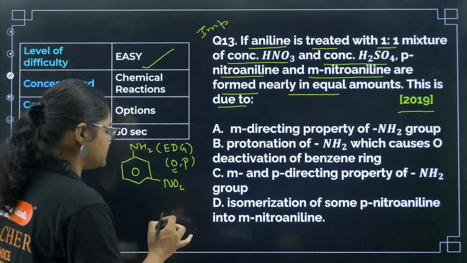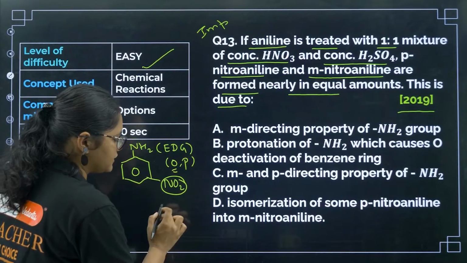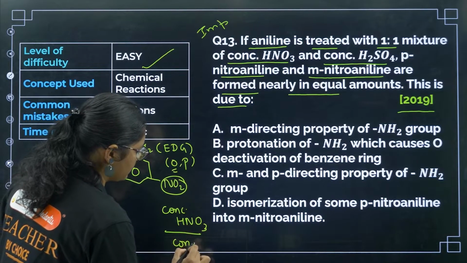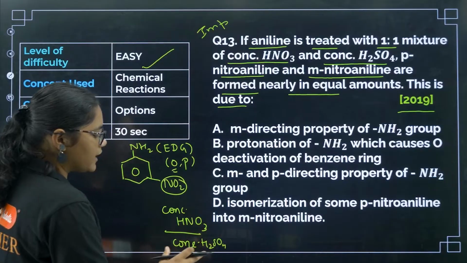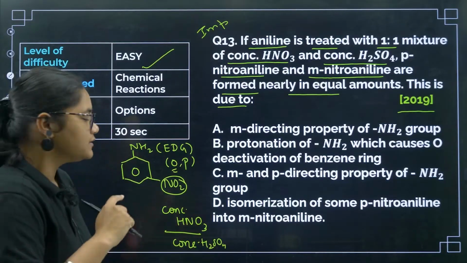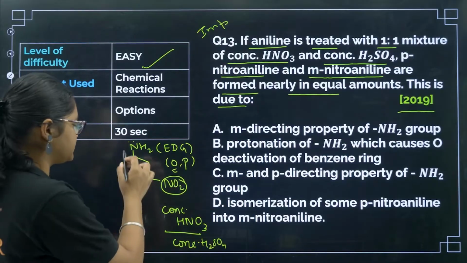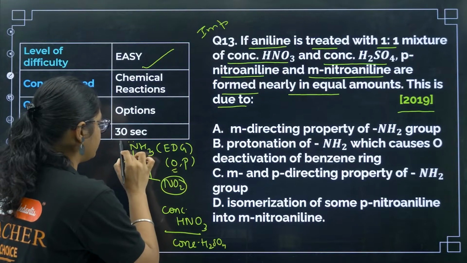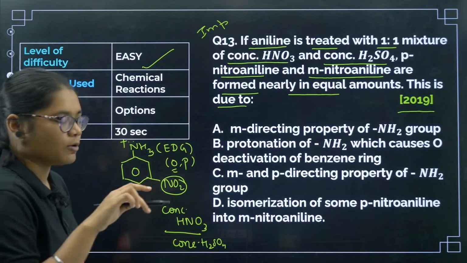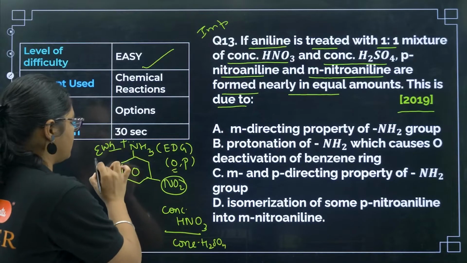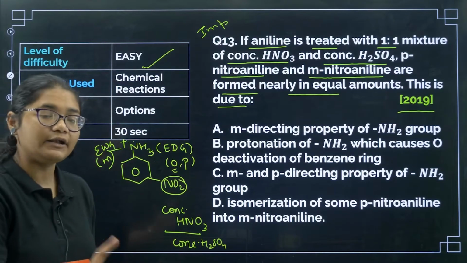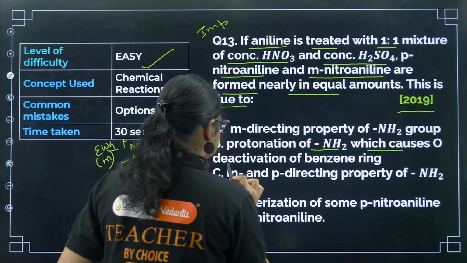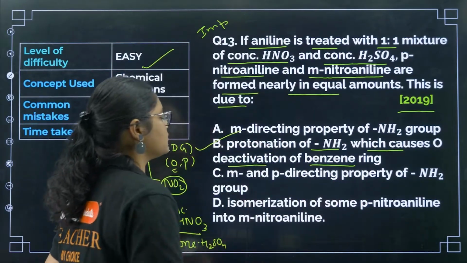The reason here is very simple. What are the reagents required for nitration? We use concentrated HNO3 and concentrated H2SO4, so there is enough H plus available in the reagent. NH2 has a lone pair, so it accepts a proton to form NH3 plus. Once this NH3 plus is formed, it becomes an electron withdrawing group, and then meta directing nitro product is formed. So the answer here is protonation of NH2 group, which causes the deactivation of the benzene ring. That is option number B.